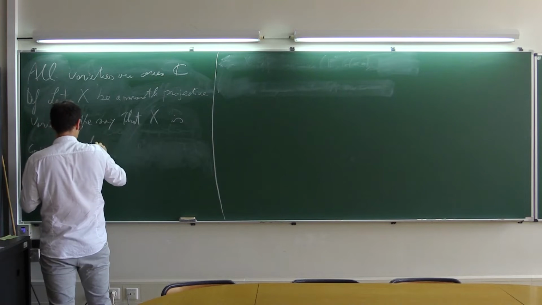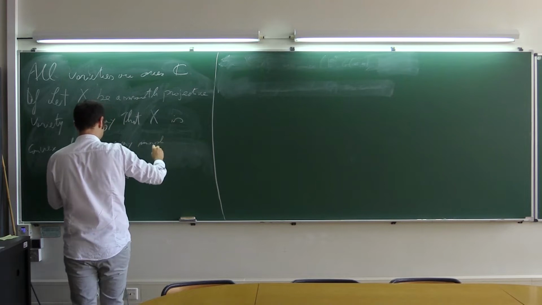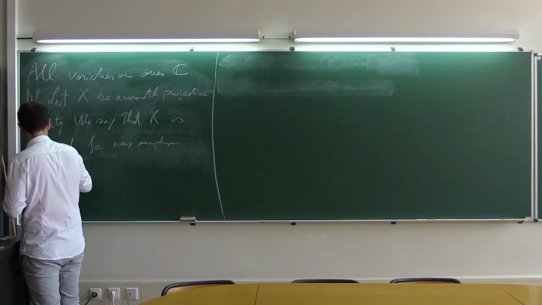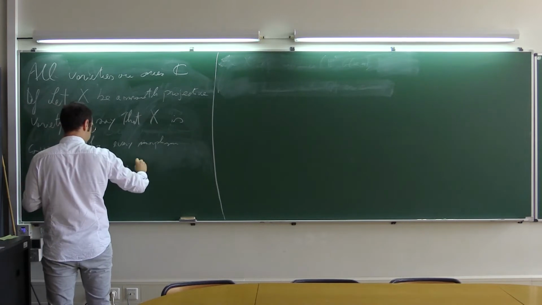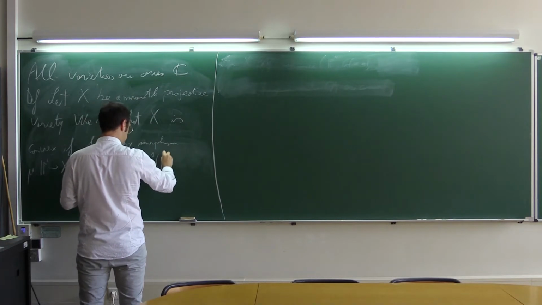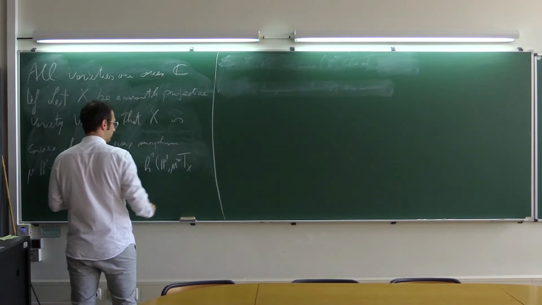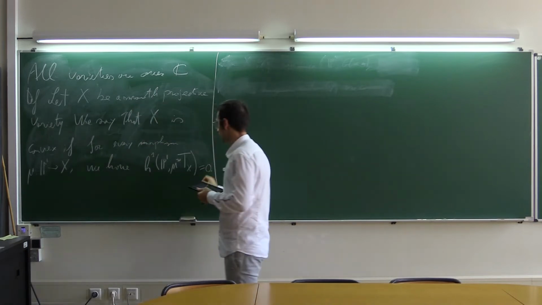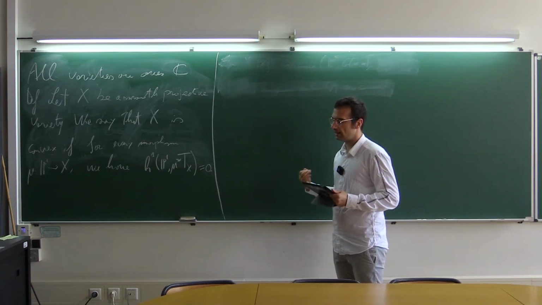if for every morphism mu from P1 to X, we have that the H1 of P1, mu upper star of the tangent bundle of X, is 0. A lot of varieties are convex.